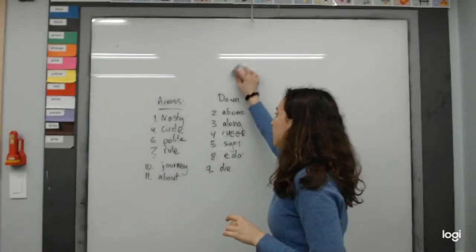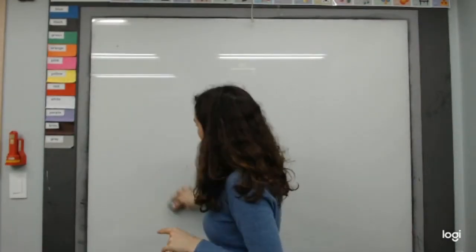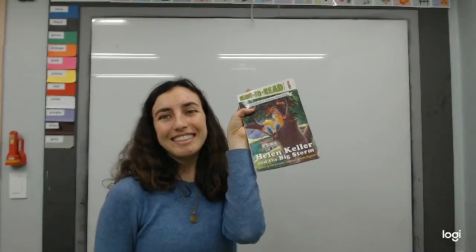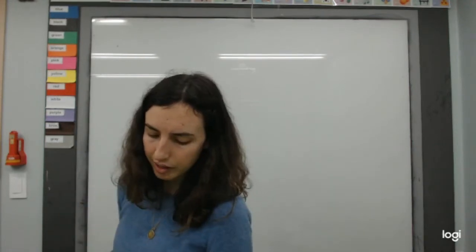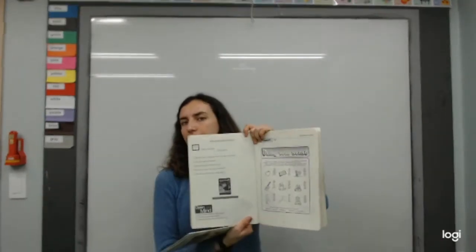So let's now get out Helen Keller, and we will start the new book. Yay! So get out Helen Keller, and let's go in the reading workbook to page 62. Okay, so page 62. We have this page. Let's talk about Helen Keller.